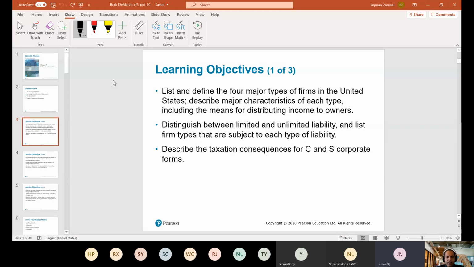But of course, majority of these categorizations have the same attributes. We're going to see the difference between these firms. Okay, objectives. List and define the 4 major types of firms in the United States. Whatever we refer to in the United States may not be the same as Malaysia or China or different countries, but in general they have almost the same attributes. Describe major characteristics of each type, including the means for distributing income to owners. Distinguish between limited and unlimited liability, and list firm types that are subject to each type of liability. Describe the taxation consequences for C and S corporate forms.